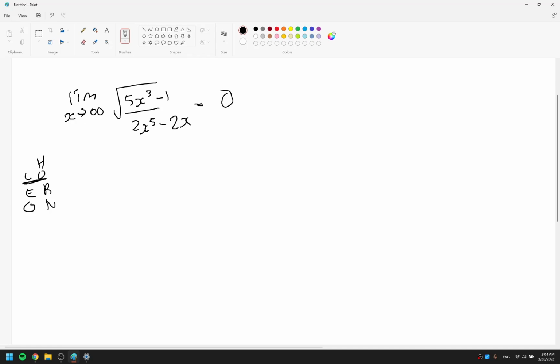Next question is limit as x approaches positive infinity of the square root of 5x cubed minus 1 over 2x fifth minus 2x. Let's write down Leghorn. The degree in the numerator is less than the degree in the denominator. So this rule applies, and the answer would be 0.